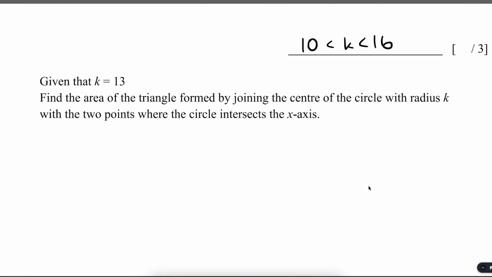Given that k is 13, find the area of the triangle formed by joining the centres of the circle with radius k with the 2 points where the circle intersects the x-axis.